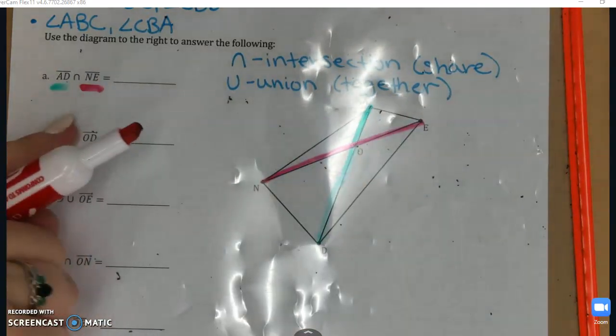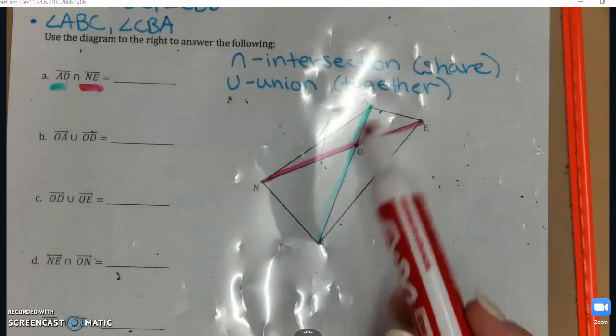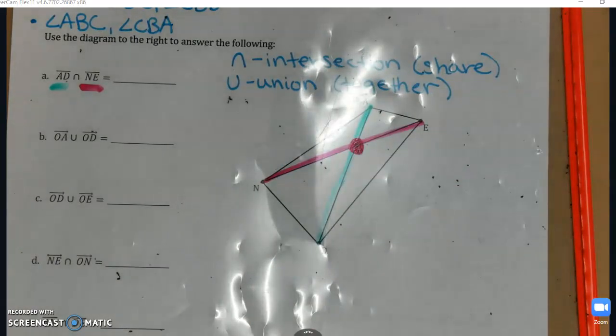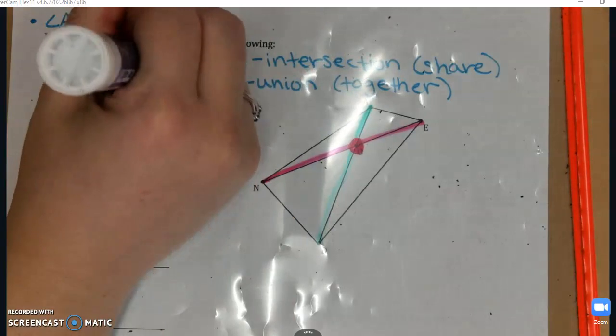And so for an intersection, I'm looking at where do they touch? Where do my green and red touch? And that is right here in the middle at point O. So the answer to that is simply point O. So capital letter O.